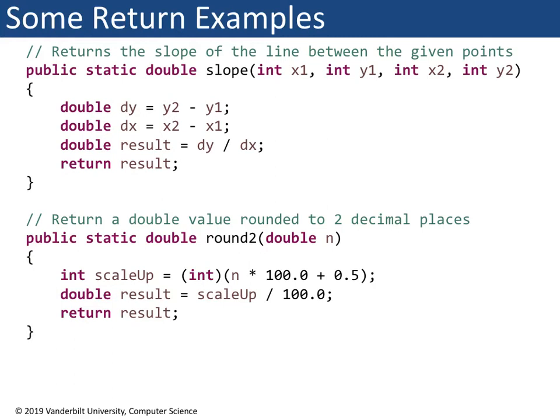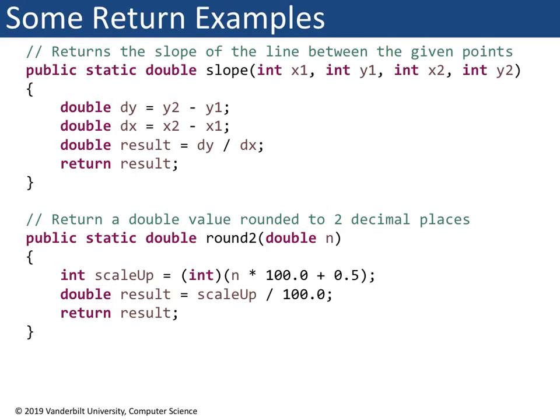So notice here, dy was assigned the result of the expression y2 minus y1. y2 and y1 are both integers, so this expression will evaluate to an integer. But then we are assigning an integer value to a double variable. So this integer value will be promoted into a double. The same thing will happen with x2 minus x1. It will evaluate to an integer and then be promoted into a double when it is stored in dx.